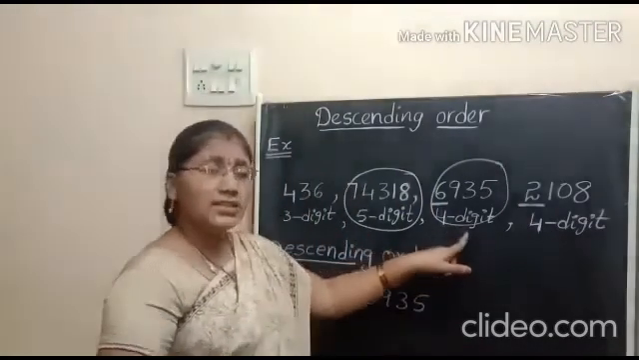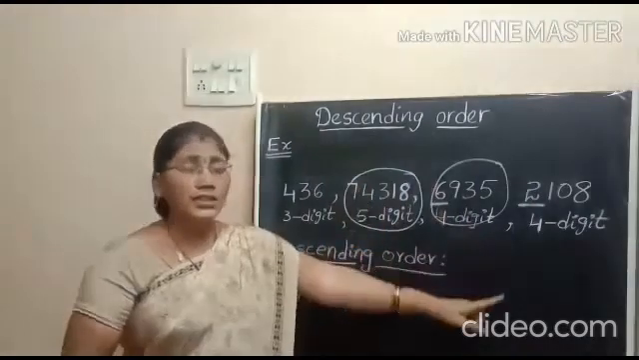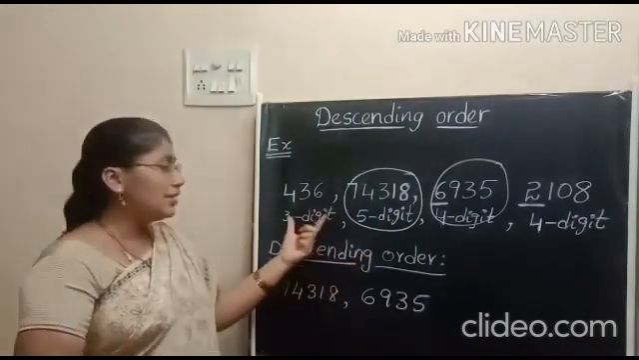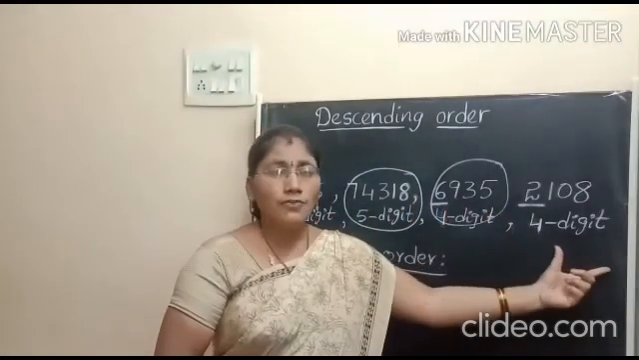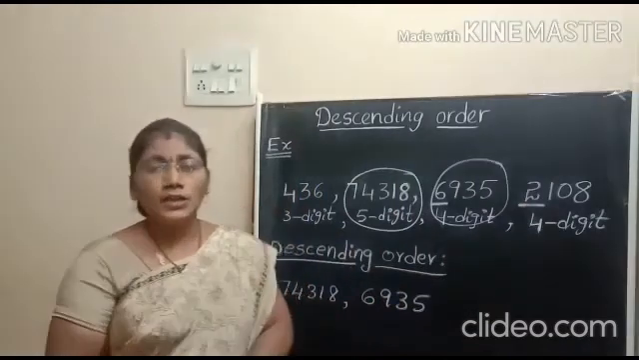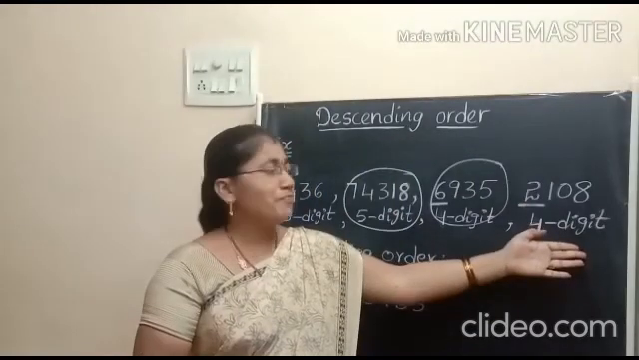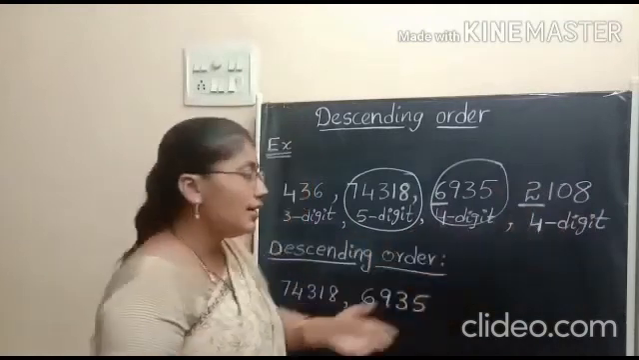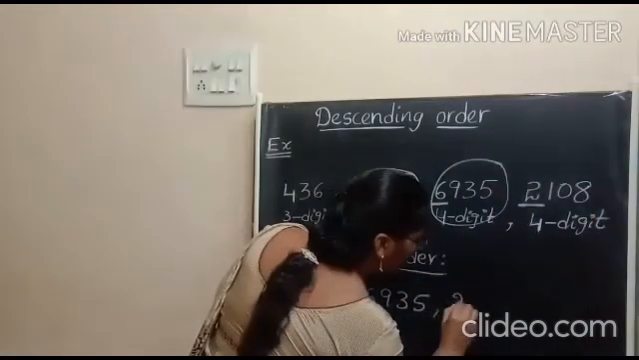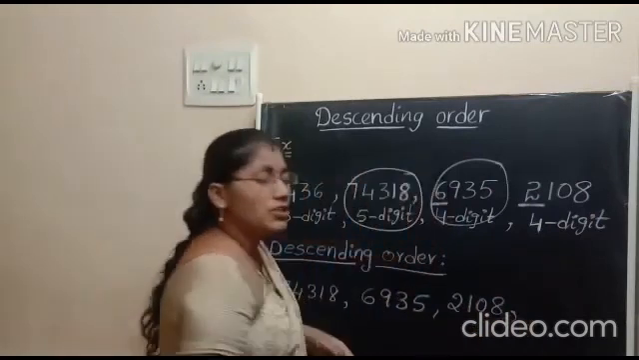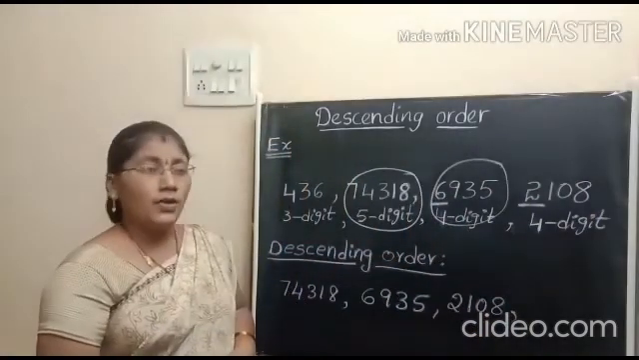After writing this number, how many numbers are here to compare? Only 2 numbers. Those are a 3-digit number and a 4-digit number. So, out of this, which is the greater one? Obviously, 2108 is the greater number. Now, we have to write this number in the third position of descending order.